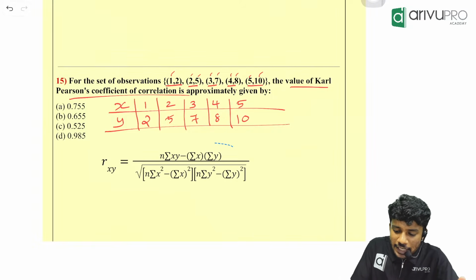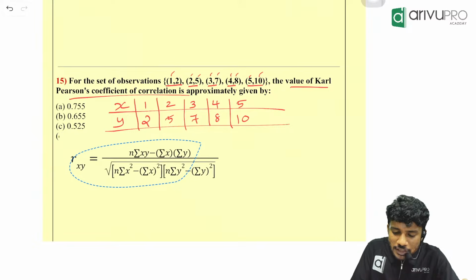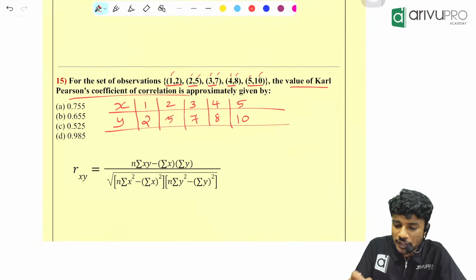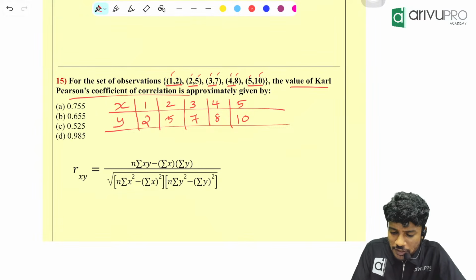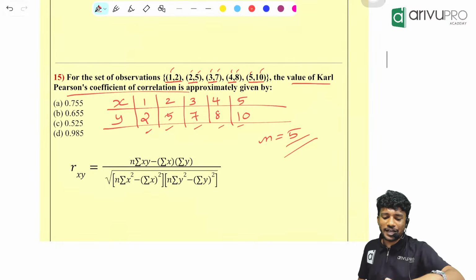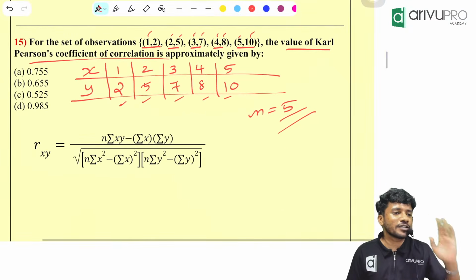Now, can anyone tell me how much is the value of N? N is equal to how much? How many terms are there? 1, 2, 3, 4, 5. N is equal to 5. In both the places, how much is the value of N people? N is equal to 5.